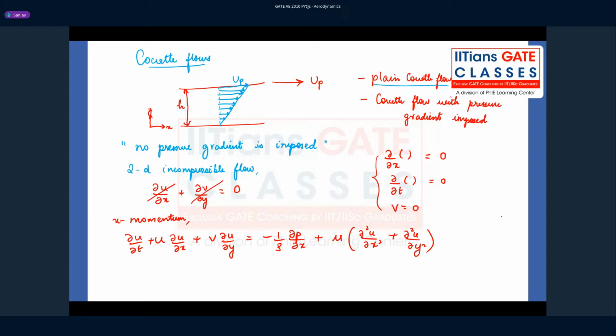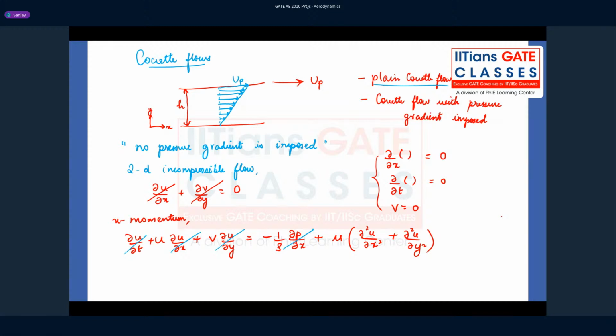Now let's see what happens to the x momentum equation. Let's go term by term. The first term is an unsteady term. We have already said that the flow is steady, so let's strike off this term. And you know there is no variation along x, so all dou by dou x derivatives will go to 0. v is 0, so this term also goes to 0. And there is no pressure gradient imposed, so the dou p by dou x term also goes to 0.